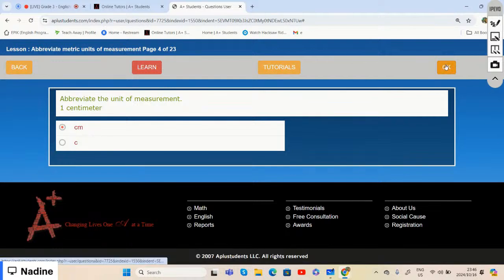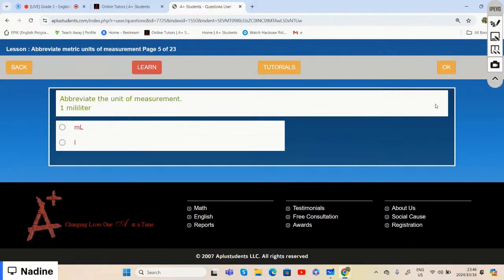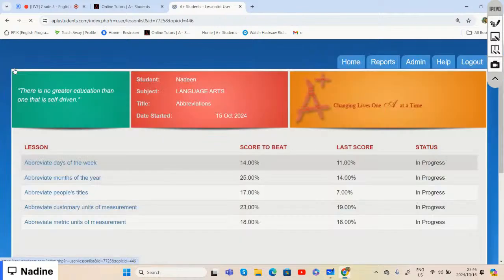Well done. All right, so this is the end of our lesson on abbreviations. Abbreviations are a shorter version of a specific word. And this is basically the abbreviations that we did for the 2 days. But this is not the end of our lessons.